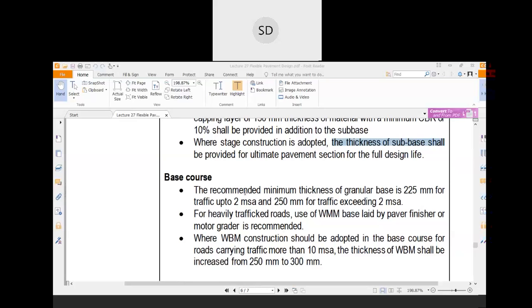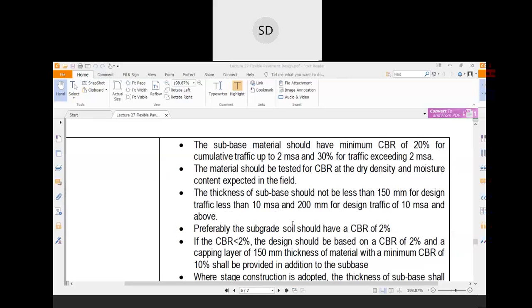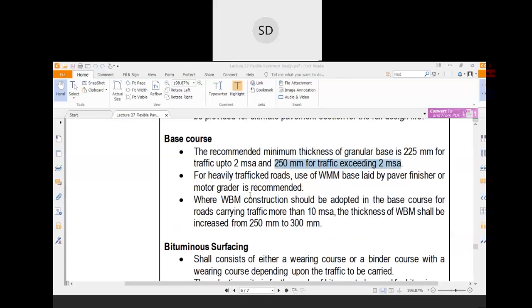Now the recommended minimum thickness of the granular base is 225 millimeter for traffic up to 2 MSA and 250 millimeter for traffic exceeding 2 MSA. As in the previous case, for the sub-base layer also there are different CBR values and according to different thickness values. Similarly, for the base course also your minimum thickness is 225 mm for traffic up to 2 MSA and 250 mm for traffic exceeding 2 MSA.